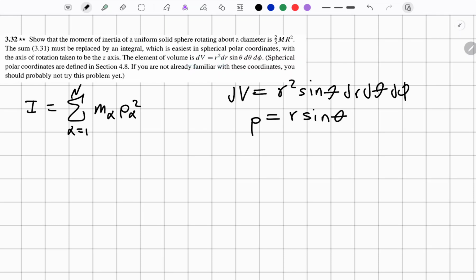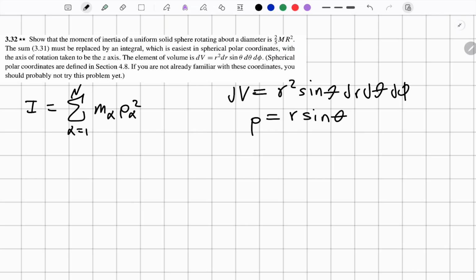Now, I'm going to solve this the way it's given here in the problem. I'm actually more familiar with the other notation myself. So, if you are, feel free to solve it that way. You'll just end up with 2/5 m r squared.